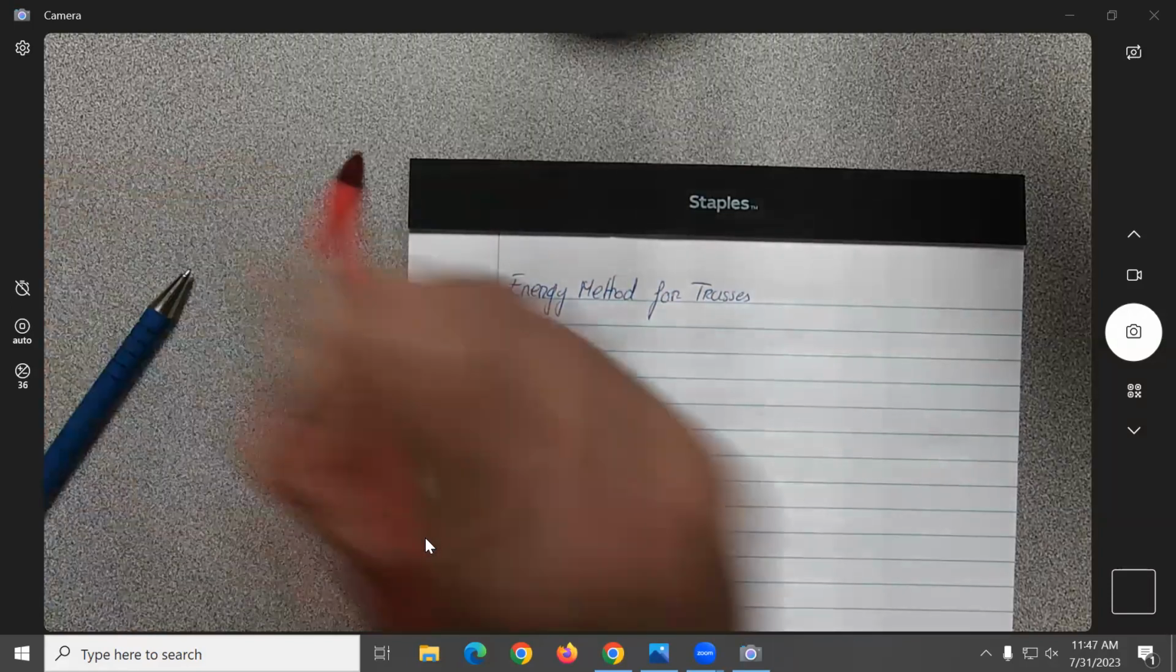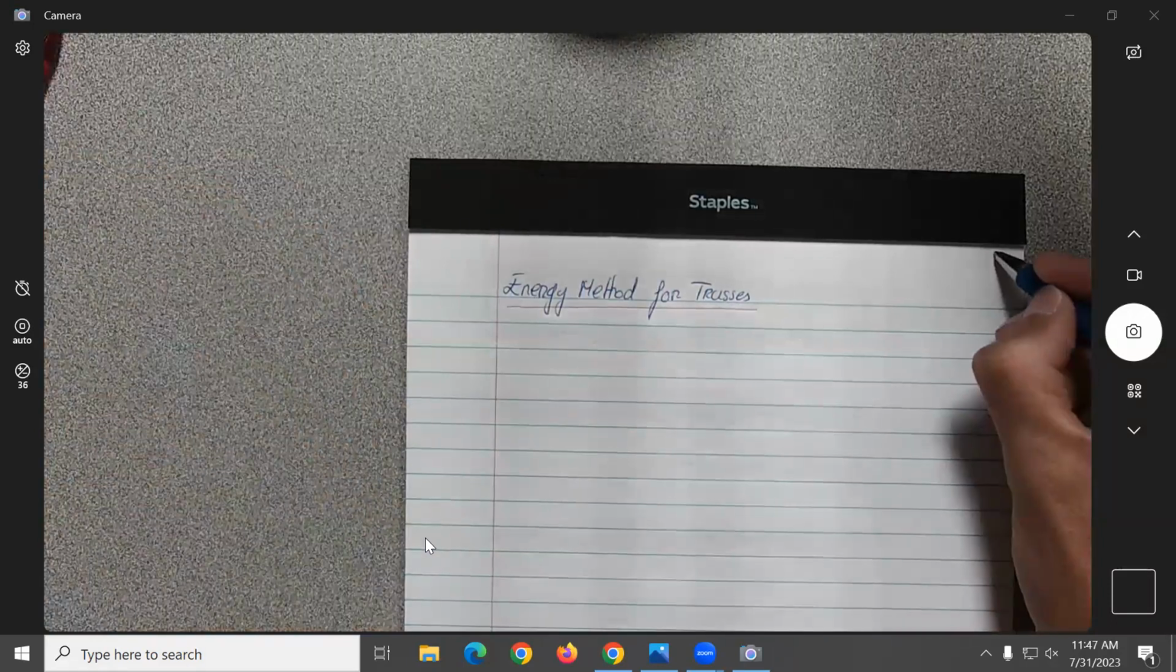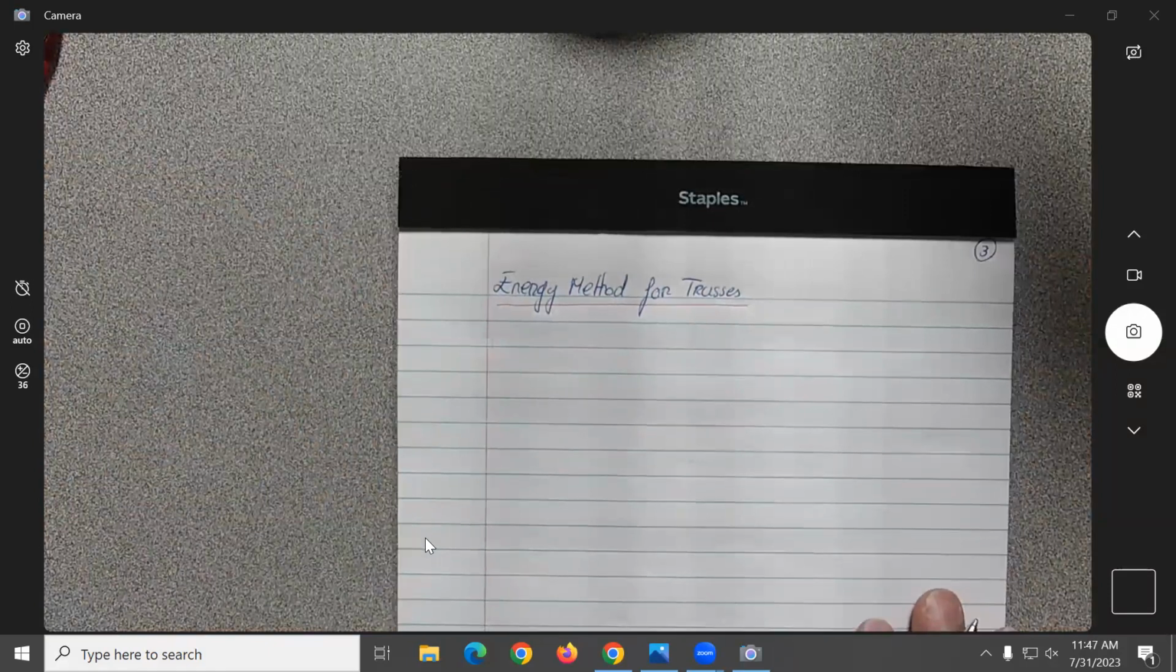For trusses, I think that's where Professor Radosta has a problem that is about 20 pages. So I was like, I'm not going to use that one as an example. I think it's crazy. Anyway, let's do this one, okay?